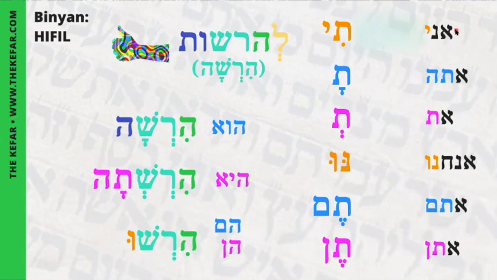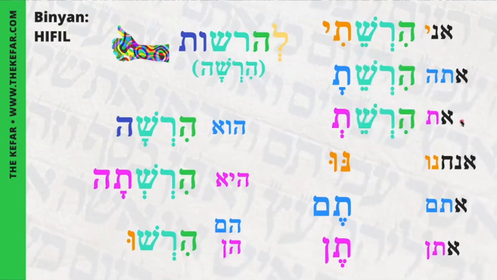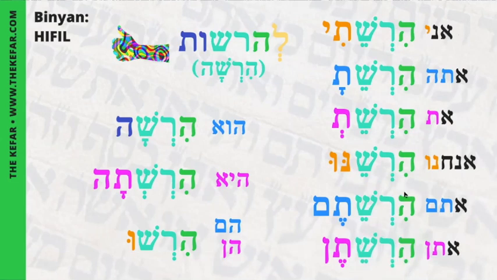And then we have ani hirsheti. Okay, so we went from sha to she. Ani hirsheti. Ata hirsheta. At hirshet. Anachnu hirshenu. Atem hirshetem, and aten hirsheten. Okay, and also notice that we only have that final hey that we converted the vav tav to only in hu. Okay, so he in the past tense. In all of the other conjugations, it drops out. Okay, so hu hirsha, he hirshita, hem hen hirshu, ani hirsheti, ata hirsheta, at hirshet, anachnu hirshenu, atem hirshetem, and aten hirshetem.